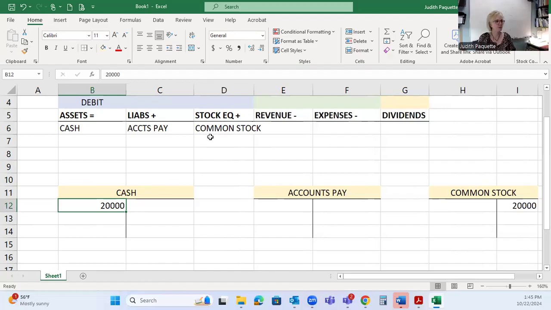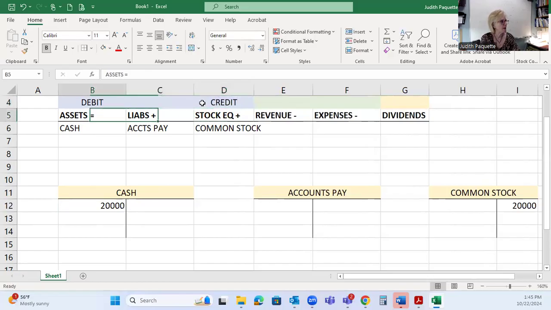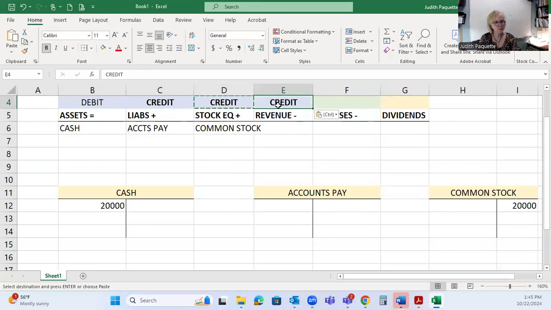Credit. Yeah, and here's a little tip to remember that. Debit is on the left, assets are on the left side of the equation. Debit means left. Liabilities and stockholders' equity and revenue are on the right side of the equation, and that's credit. Credit has an R in it. So we increase liabilities with a credit, we increase revenue with a credit. It doesn't mean it's good or bad, it just means the normal balance.